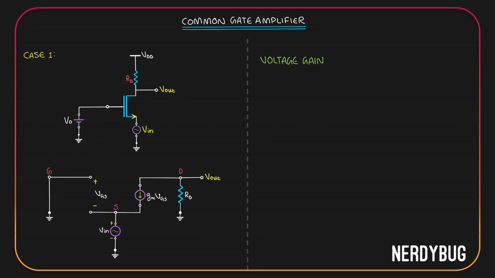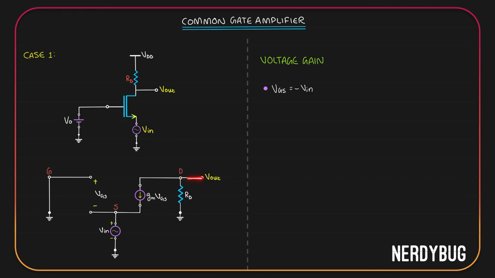Let's take the small signal model. Consider the input loop, I mean this one. I'll start from the ground over here, which is our gate. There is VGS from positive to negative. We have the source, V in from positive to negative, back to the ground. According to Kirchhoff's voltage law, sum of the potential drops should be equal to 0. So in this loop, VGS plus V in should be equal to 0, which means VGS is negative of V in.